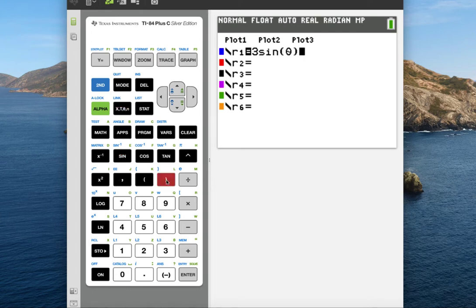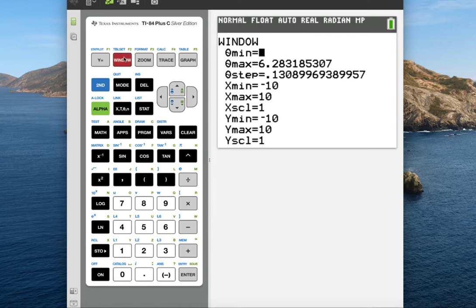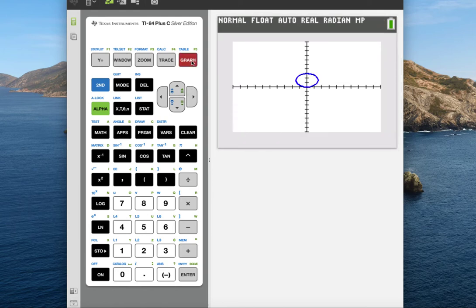Now before I hit graph, let's go to our window and see what's happening here. So notice it gives us a theta min and a theta max. You can see theta max is 6.28, so that's 2 pi. It's got a particular theta step. I'll experiment with that in a moment. And then we have our x min and x max here, and y min and y max that you can mess with. Okay, so I'm pretty happy with what I see here. So now I'm going to go ahead and hit graph. Okay, so this is what I see.